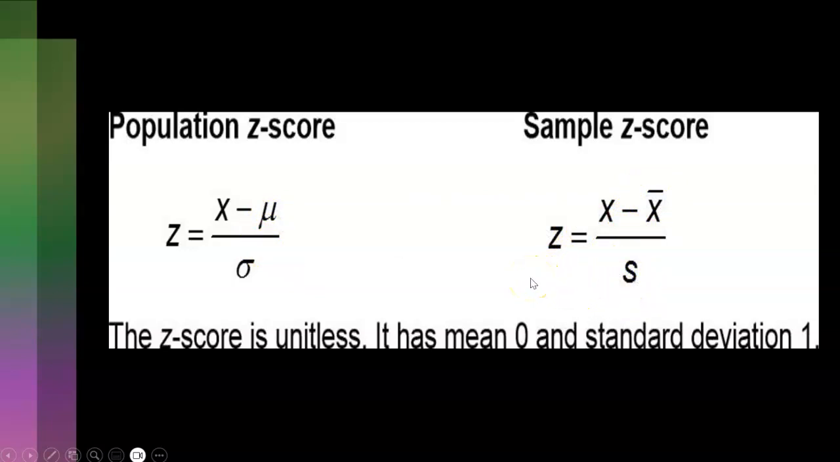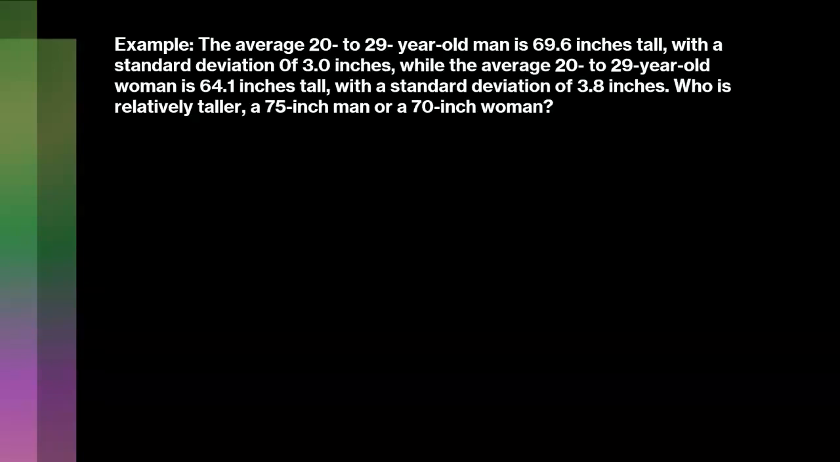The z-score is unitless, meaning it has no units on it, and it has a mean of 0 and a standard deviation of 1. All right, and this is how you would calculate it. So let's look at an example of how we would use the z-score.